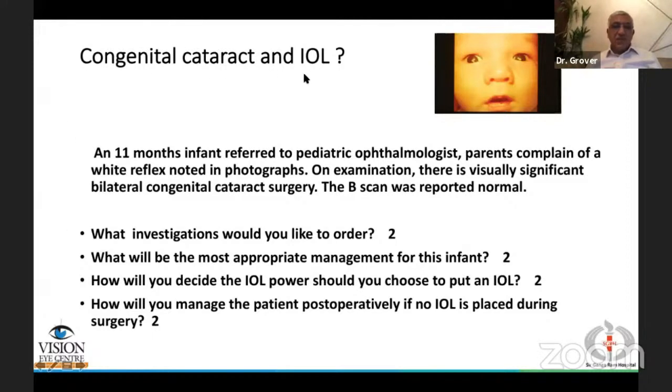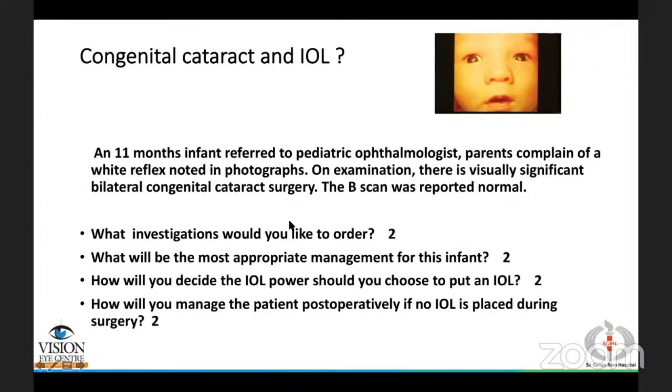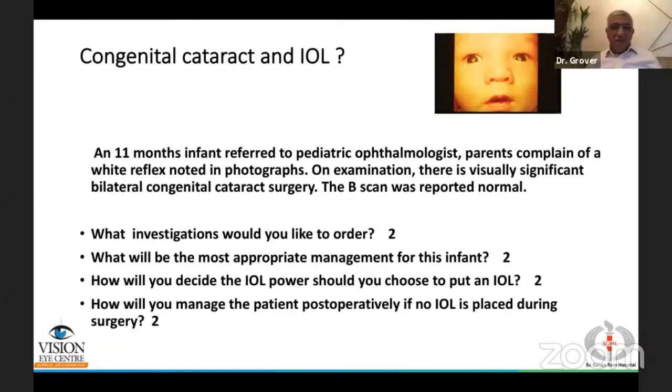Another situation, a congenital cataract in an 11-month-old child, which is visually significant, needs bilateral surgery, B-scan normal. What investigations would you like to do? So, Arushi or Muskan? Torch infections we rule out. Okay. The 2D echo can be done. Okay. So, essentially, when you have a bilateral one and possibly from birth, you would need to investigate for etiological factors that you suspect. So, that will be important.